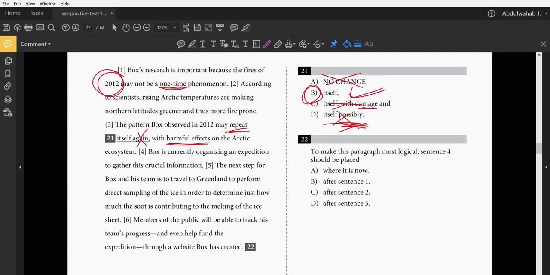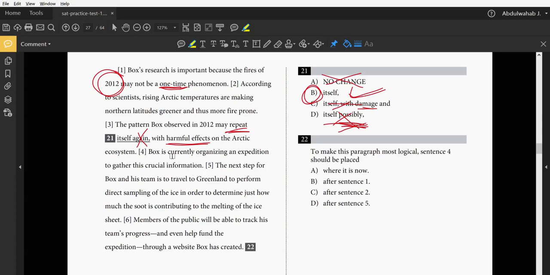So Box is currently organizing an expedition to gather this crucial information. The next step for Box and his team is to travel to Greenland to perform direct sampling of the ice in order to determine just how much soot is contributing to the melting of the ice sheet. Members of the public will be able to track his team's progress and even help fund the expedition through a website Box has created. Now, to make this paragraph most logical, sentence 4 should be placed.